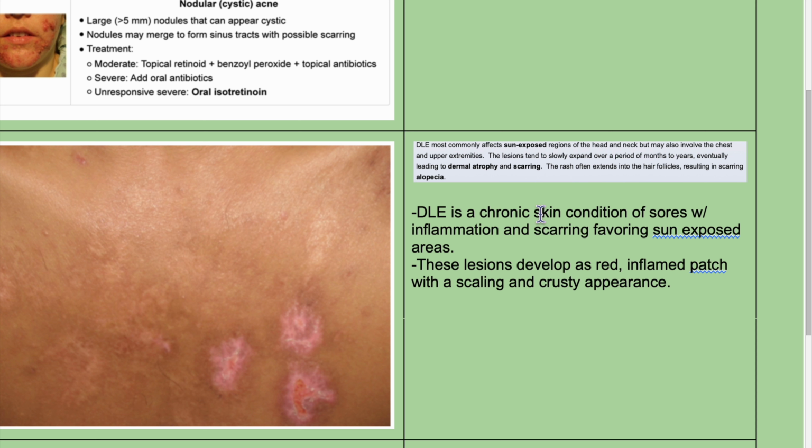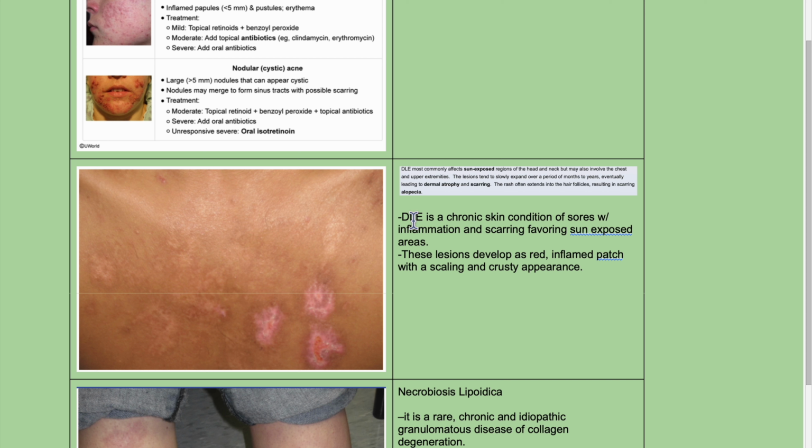DLE is a chronic skin condition of sores with inflammation and scarring favoring sun-exposed areas. These lesions develop as red, inflamed patch with scaling and crusty appearance. And I wrote DLE like I would remember what that is, and I do not. Let's see if internet remembers.